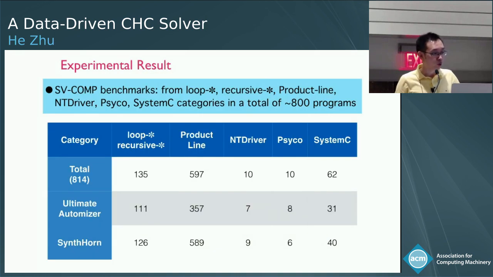Finally, we evaluate our tool using about 800 SVComp benchmarks, and we compare it with the Ultimate Automizer that was the winner of SVComp 2017. We draw the number of benchmarks verified by each tool in different SVComp categories. We find that the tool we have developed is comparable to Ultimate Automizer. Essentially, each tool verified a different number of benchmarks.